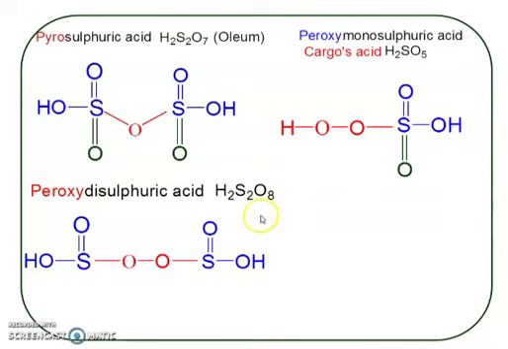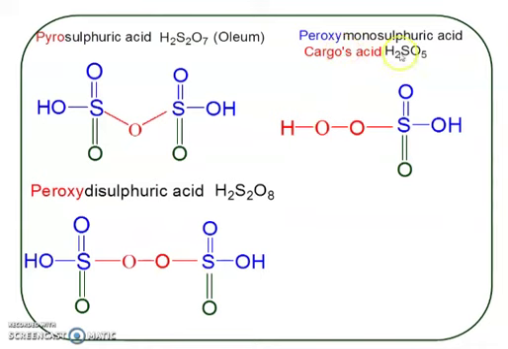2 oxygen atoms are remaining, and these 2 oxygen atoms must be attached to these 2 sulfur atoms through double bond. So in this way total number of oxygen atoms are 8, that is 1, 2, 3, 4, 5, 6, 7 and 8. There are 2 sulfur atoms, 1, 2, and there are 2 hydrogen atoms, 1 and 2. So this is the peroxy disulfuric acid.